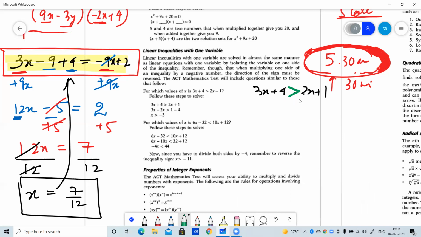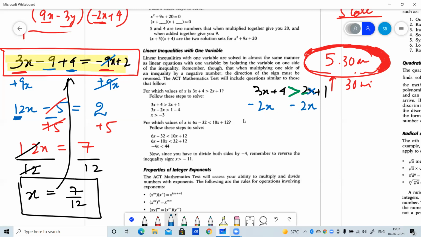3x plus 4 is greater than 2x plus 1. The same thing, we will try to keep the variables on one side. So which term should we shift to where? 2x should be shifted to the left. So how can we do that? Subtract 2x from both sides. You're shifting 2x to the left.